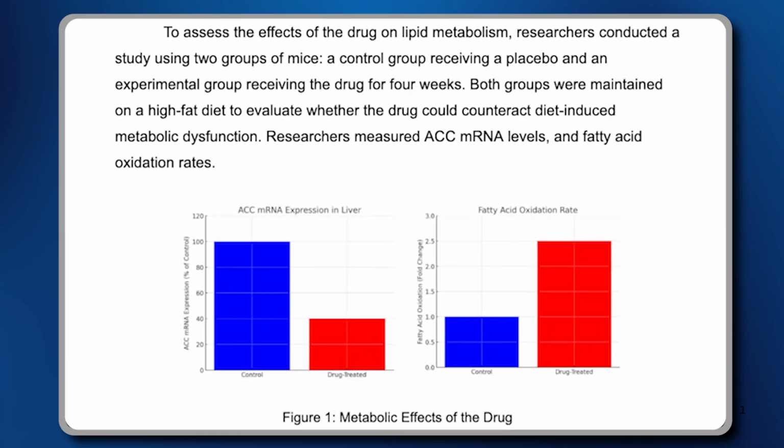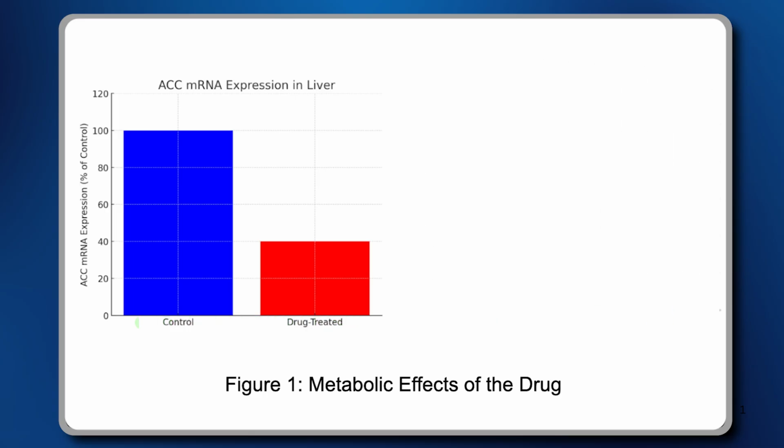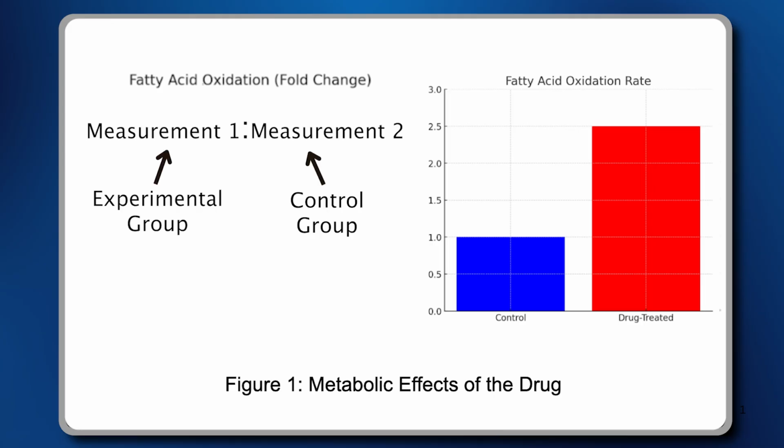are presented. We have two graphs here, and the titles for each of them obviously show what's being measured. The x-axis for both of them are just the two groups of mice. The y-axis for this one shows us the amount of ACC mRNA expressed as a percent of the control group. So our control group is at 100%, and then the other data shows us how much mRNA there is relative to that amount. The y-axis for the other one shows us the fold change. And fold change is a ratio between two measurements.